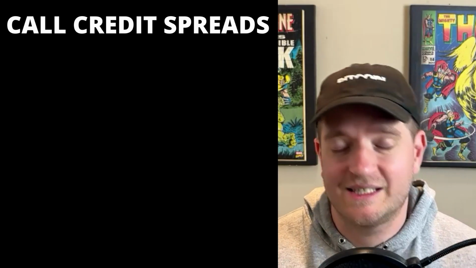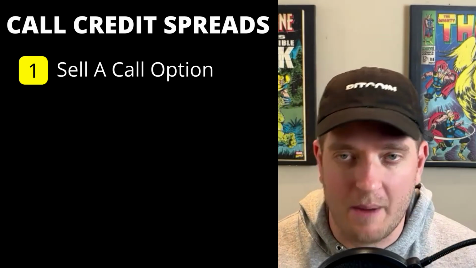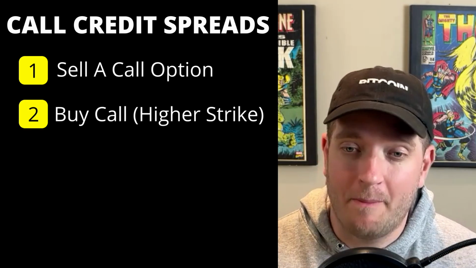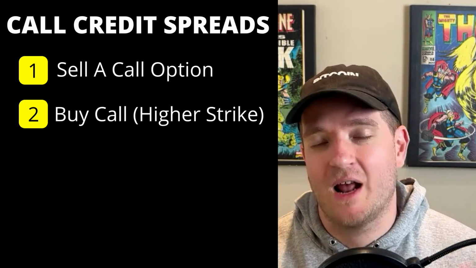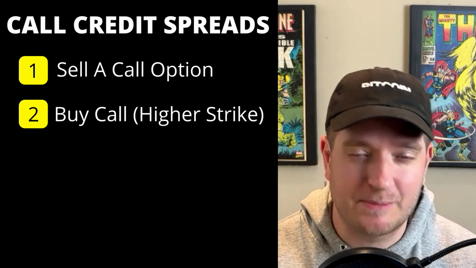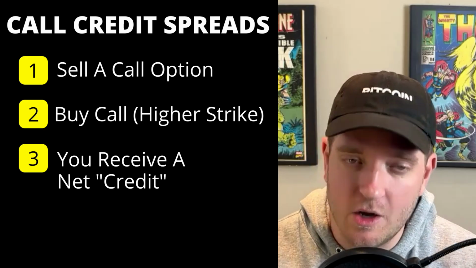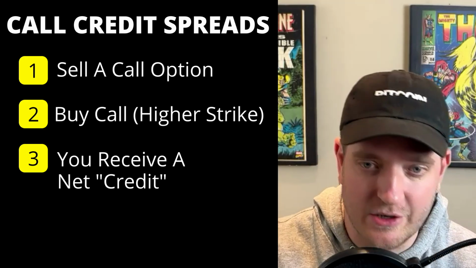Here's how it works. Step one, sell a call option above the current stock price, which you will get paid cash for. Step two, buy another call option at an even higher strike price using the same expiration date. And the overall result, you receive that net credit again, which is the cash that gets deposited into your account.